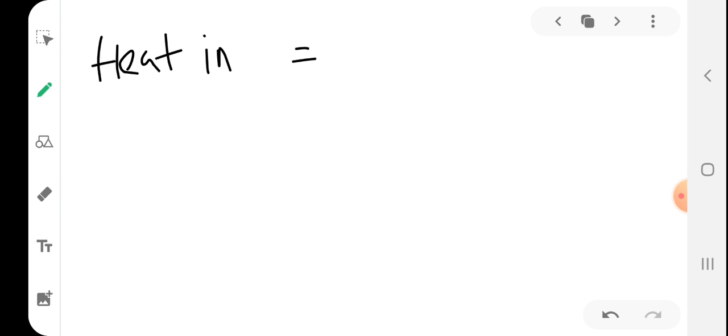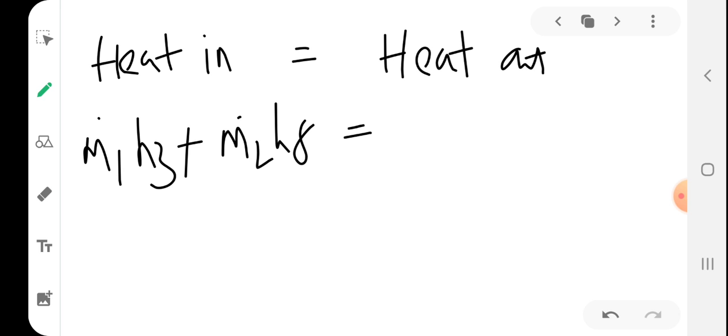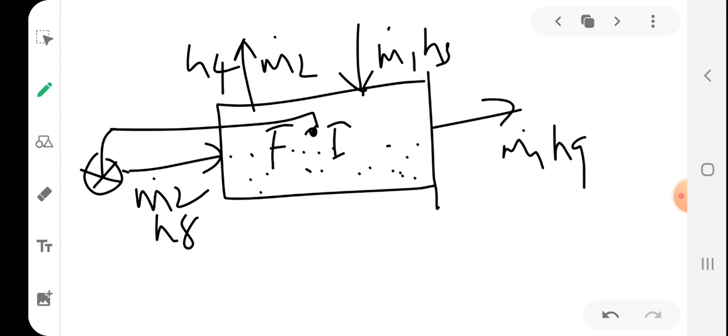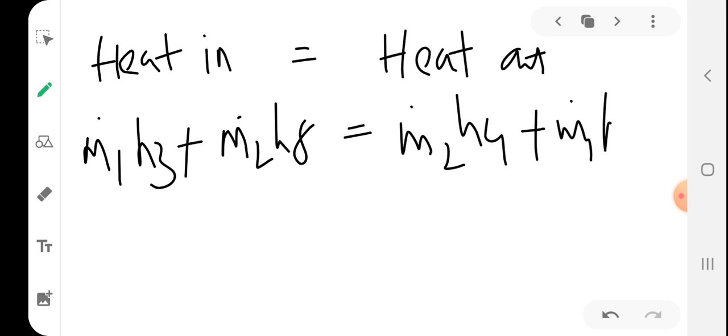Heat in is equal to heat out. That is the equilibrium condition. So heat in, the incoming stream, is m1 dot h3 plus m2 dot h8, which is equal to the outgoing m2 dot h4 plus m1 dot h9. So this is the thermal equilibrium condition for the flash intercooler.